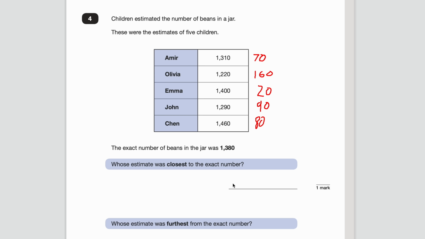So it asked for a name. Whose estimate was the closest? It's Emma's. Some people get caught out there because they start to put numbers. It asks for a name by the question whose. So the answer is Emma.